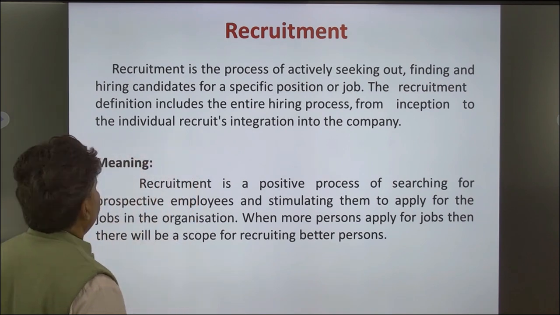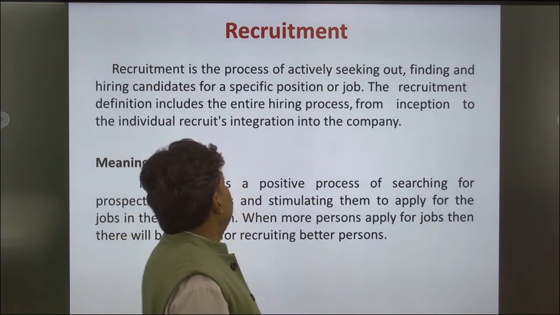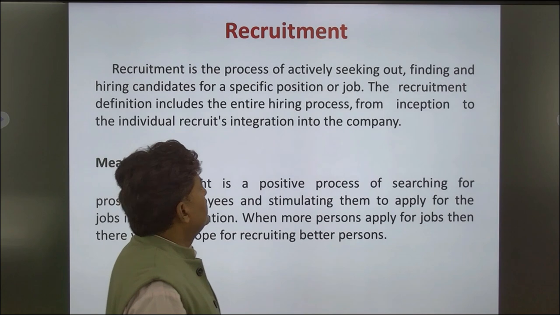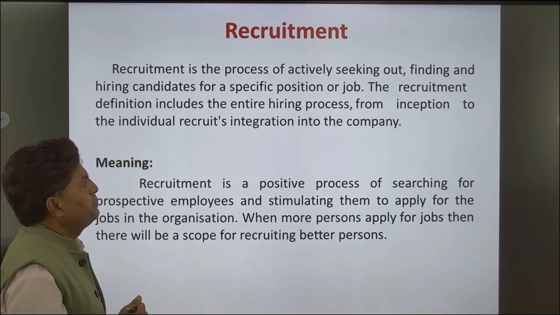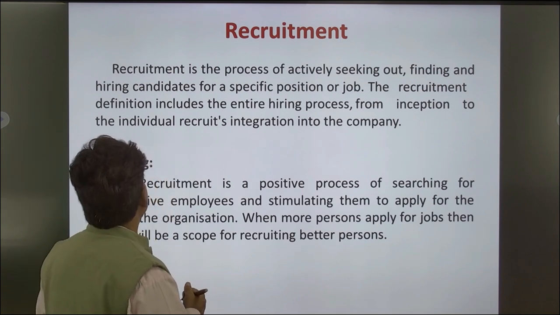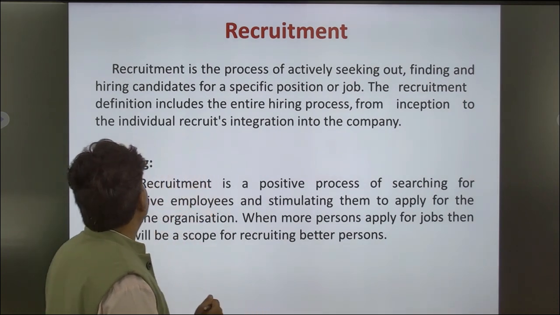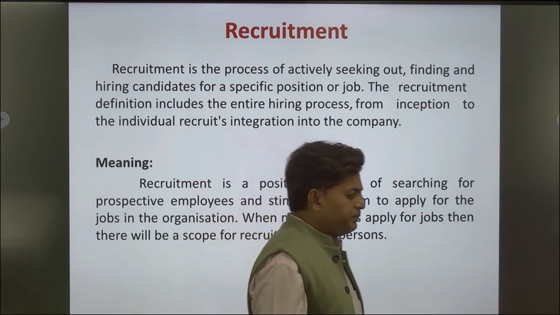So we could talk about recruitment, exactly what the term is. We can say recruitment is the process of actively seeking out, finding and hiring candidates for a specific position or job. The recruitment definition includes the entire hiring process from inception to the individual recruit's integration into the company.